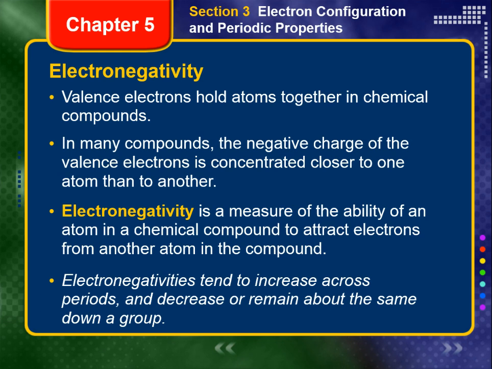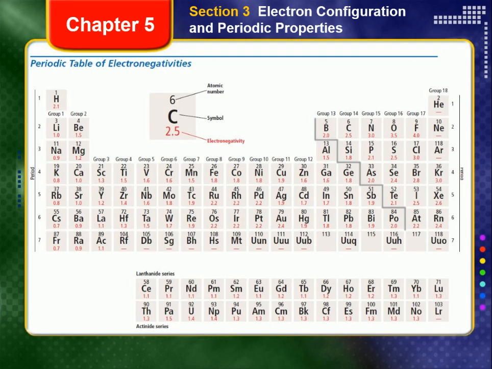Electronegativity is the measure of the ability of an atom in a chemical compound to attract electrons. The most electronegative element, fluorine, is arbitrarily assigned an electronegativity value of 4. Values of other elements are then calculated in relation to this value. As shown in figure 5-20 on screen now or on page 151 of your text, electronegativities tend to increase across a period, although there are exceptions.